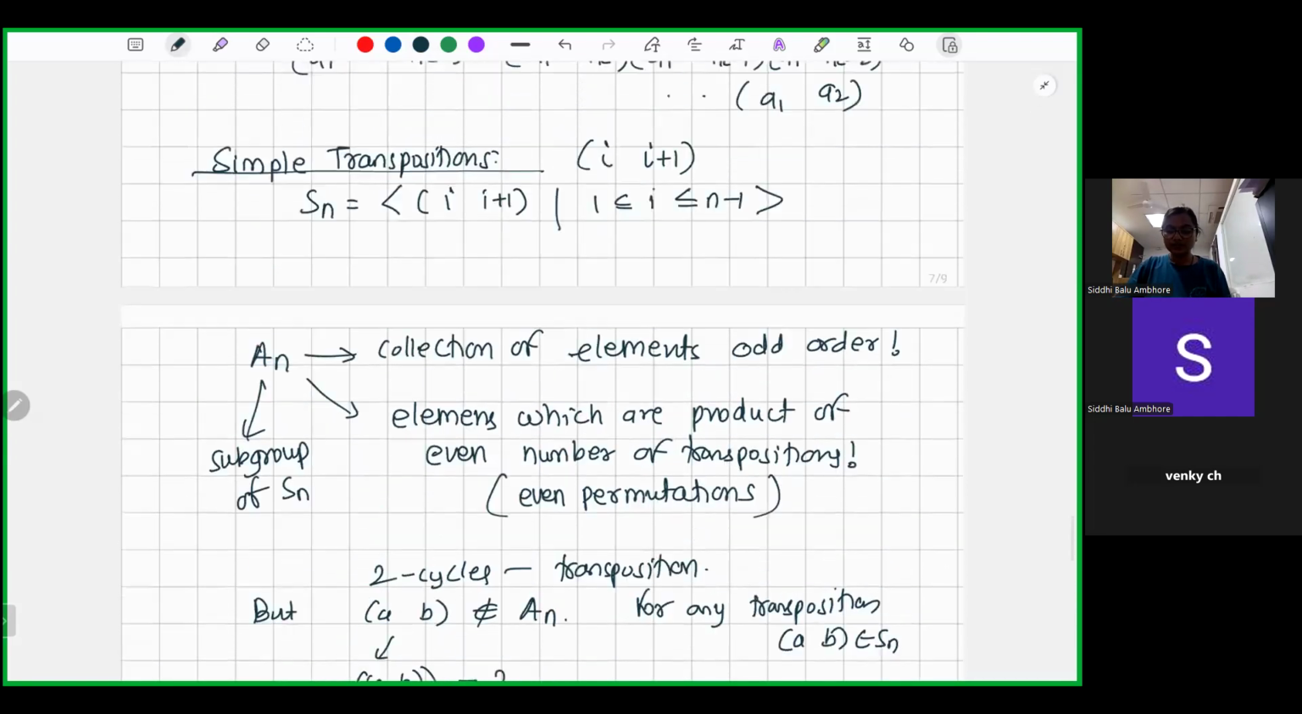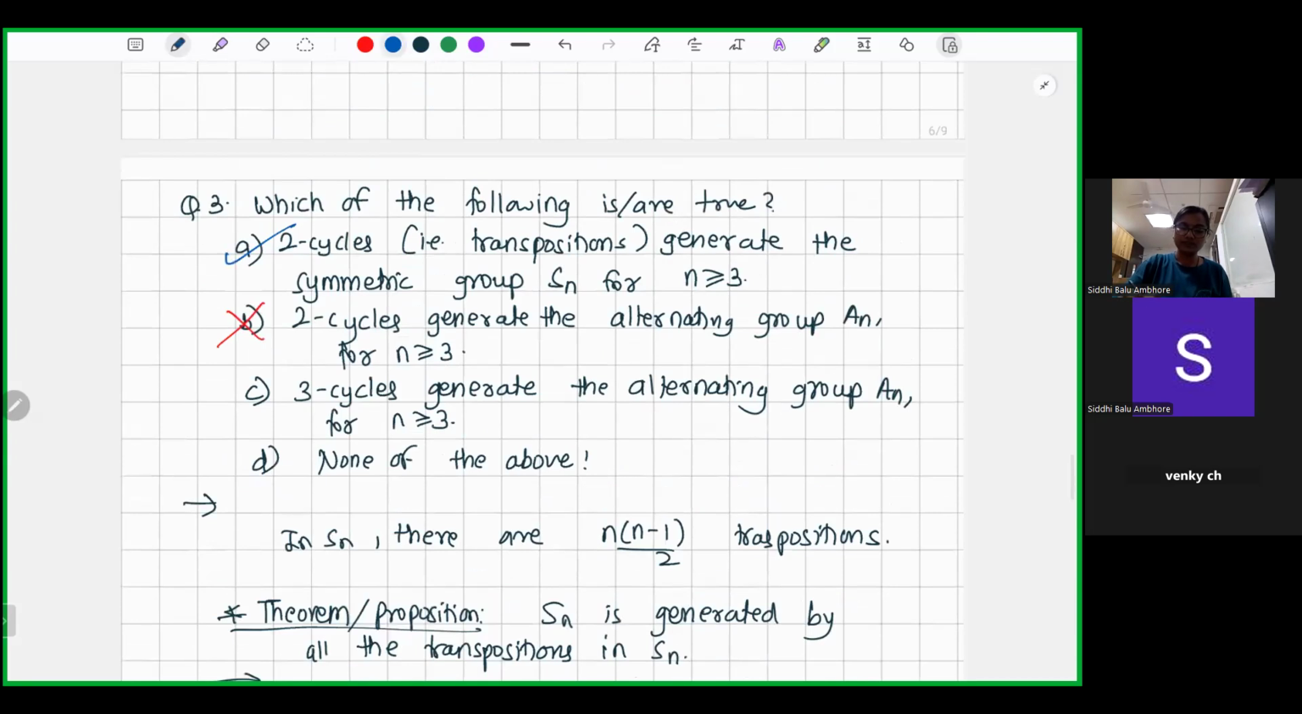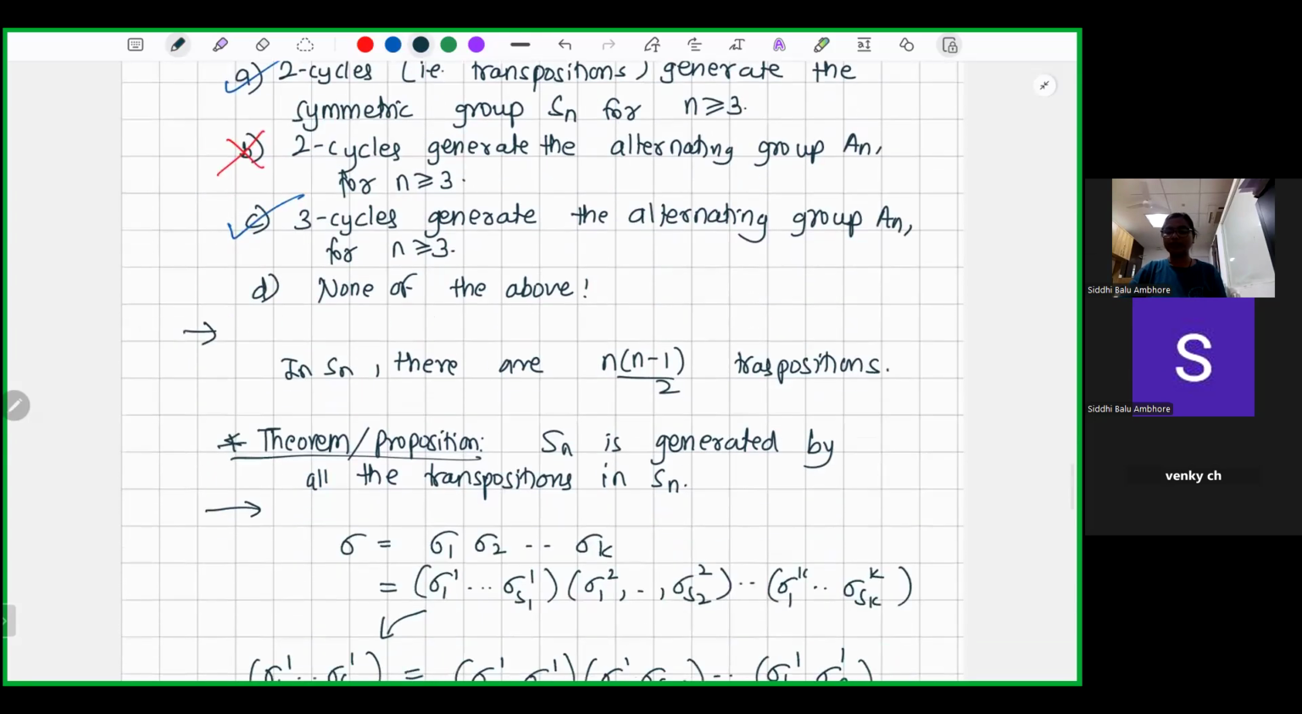Any doubts here that we just proved that 3-cycles generate the alternating group A_n for n greater than or equal to 3?